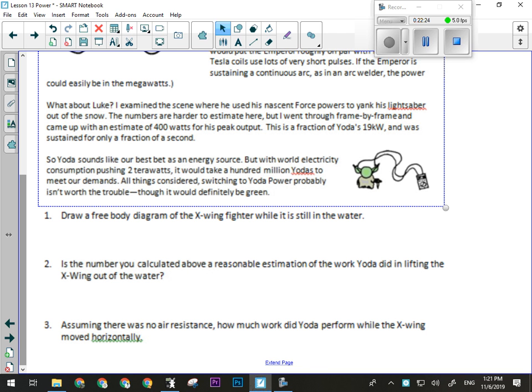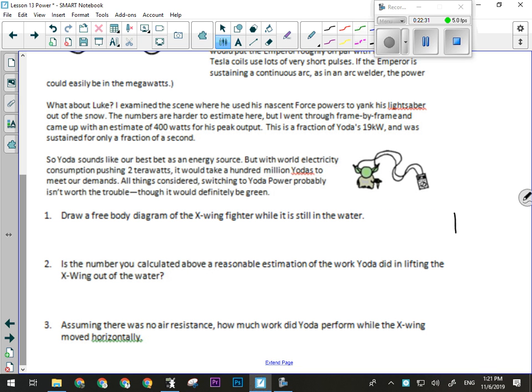Let's look at what the free body diagram is going to look like here for the X-Wing fighter, because there's probably a few forces that we might have missed. So we've got our X-Wing fighter, 5,600 kilograms. What are the forces acting on it? Gravity. Normal force caused by the buoyancy of the water. The buoyant force of the water.